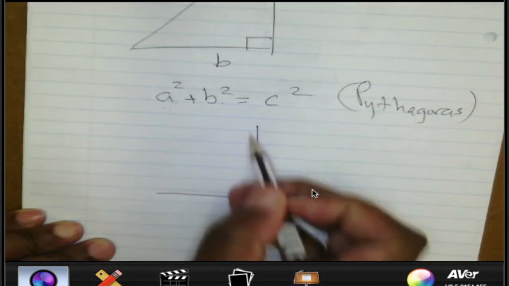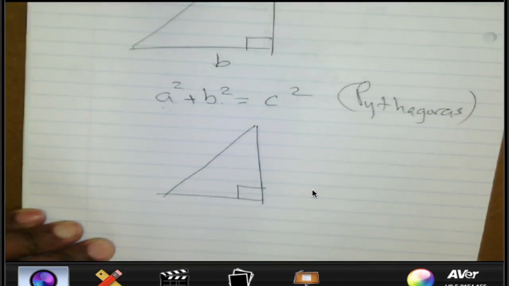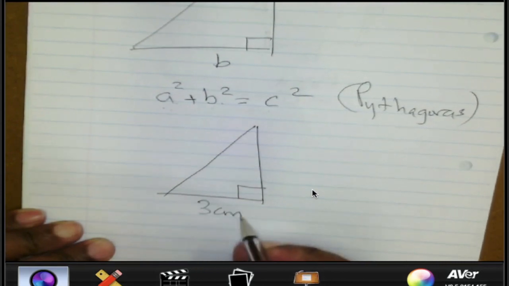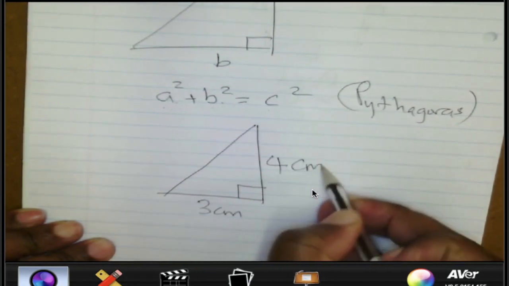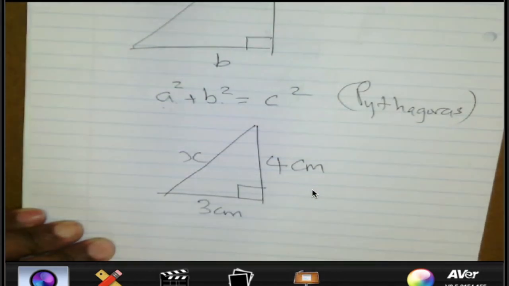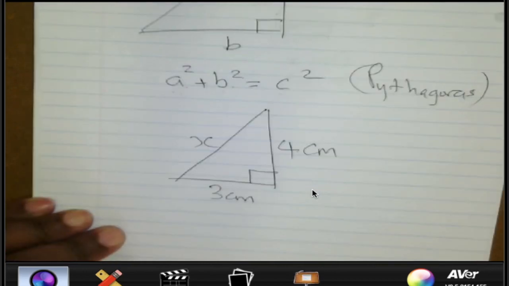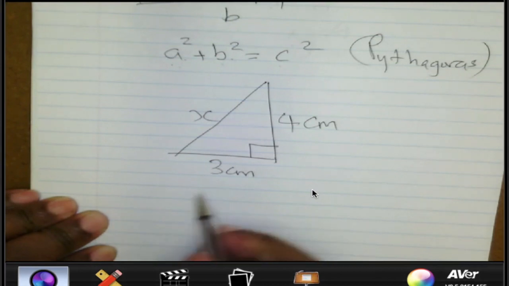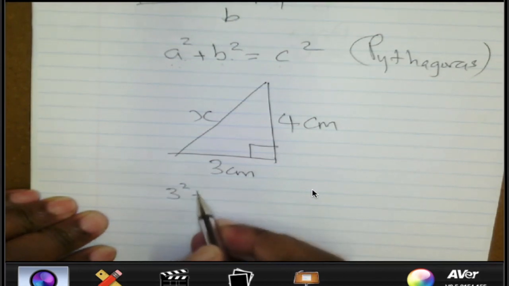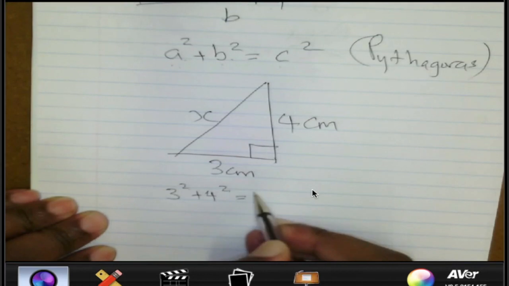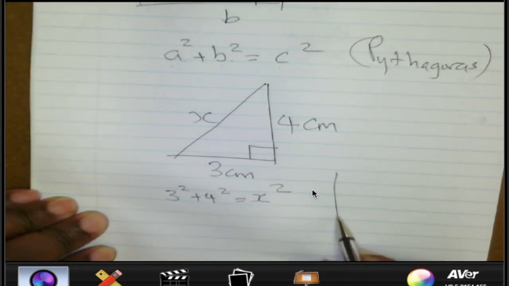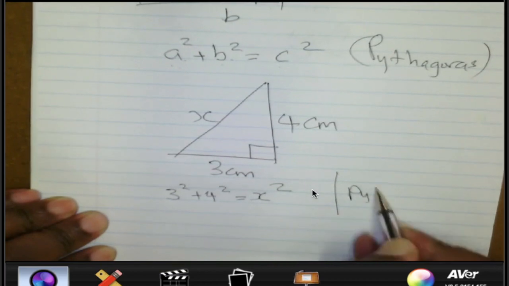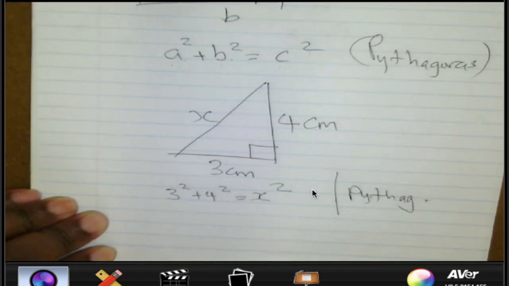Suppose, for instance, that this is a right-angled triangle, and maybe this here is 3 centimeters, and that there is 4 centimeters. Can we find the third side? Yes. Let's find the third side. So 3 squared plus 4 squared is equal to x squared. What is the reason for that? Pythagoras, right? And you can just write it in short as Pythag or Pyth, whatever.